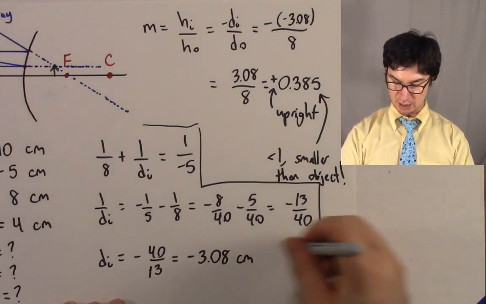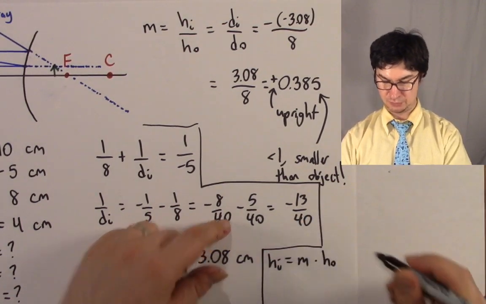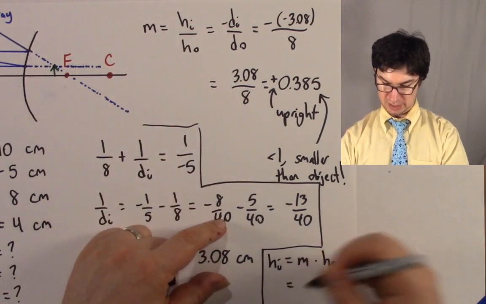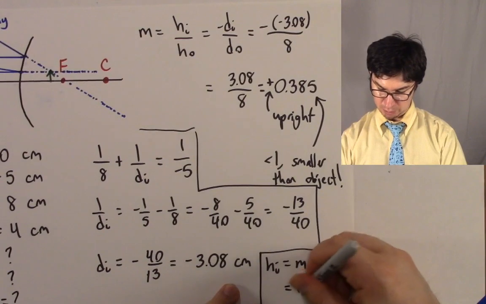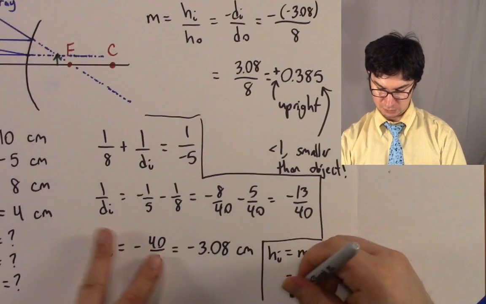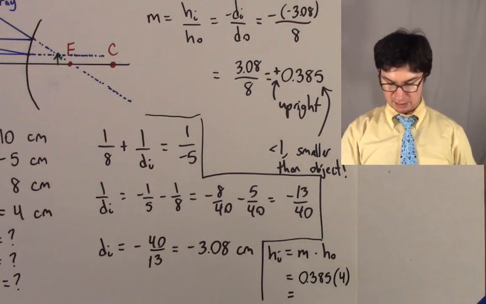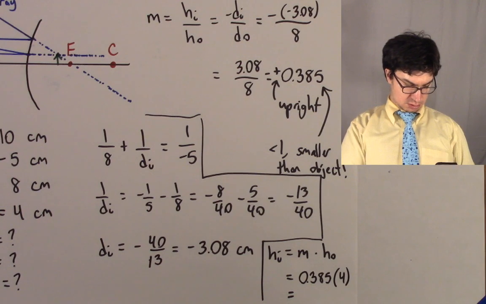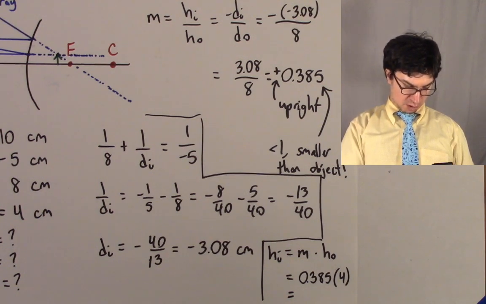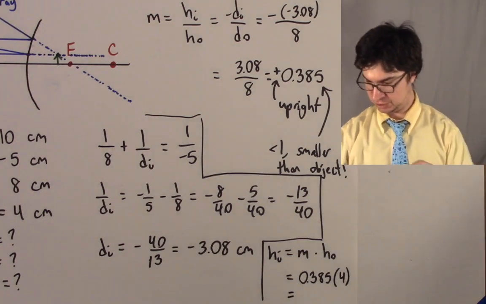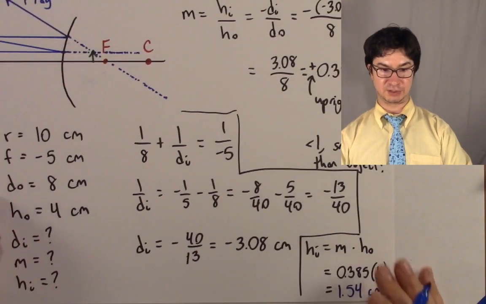Okay? All right, and then from here, if we really wanted to, we could calculate the image height very easily. The image height is going to be equal to the magnification times the object height. You get that from this equation up here: HI equals M times HO. So we get 0.385 times the object height. We made up a number of 4 centimeters, so 0.385 times 4. And what are we going to get? I actually need to grab my calculator, which is hiding. My calculator states that 0.385 times 4 equals 1.54. So the new image height will be 1.54 centimeters, which of course is less than the original object height of 4 centimeters.